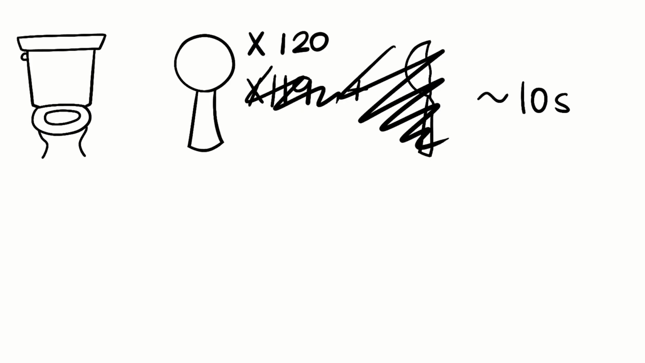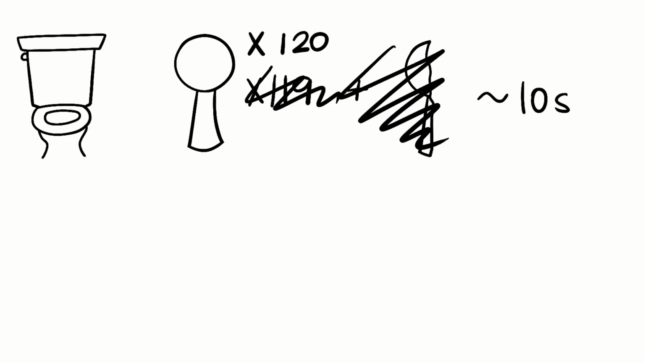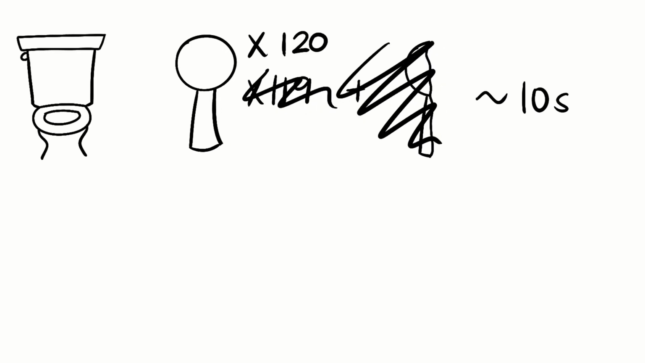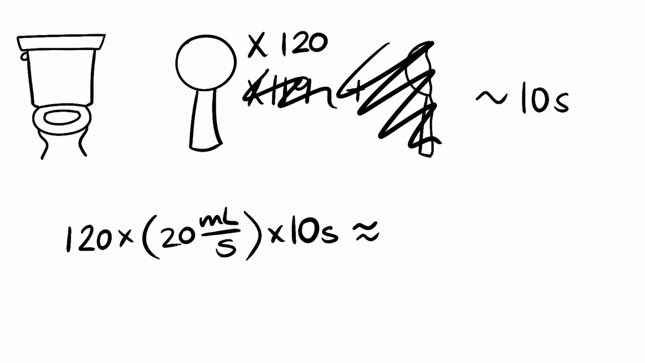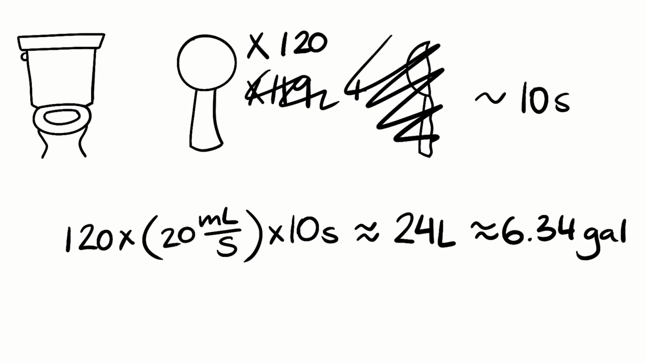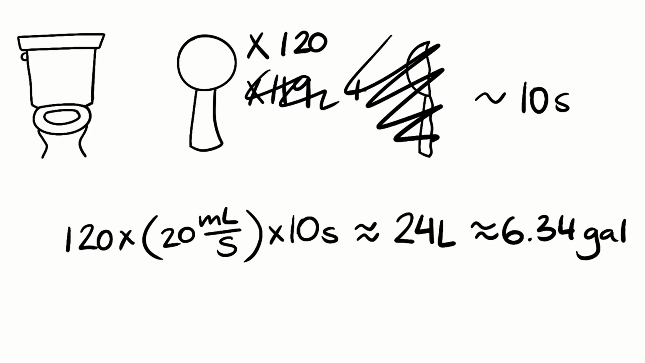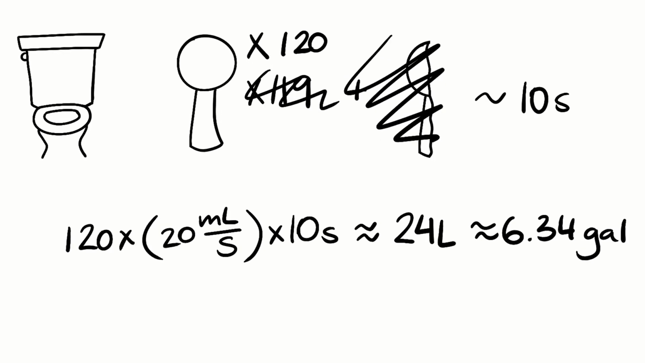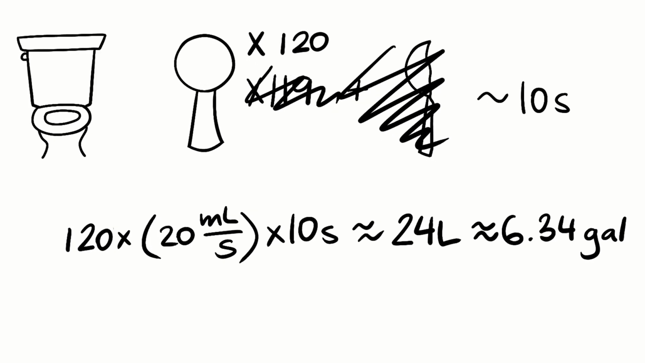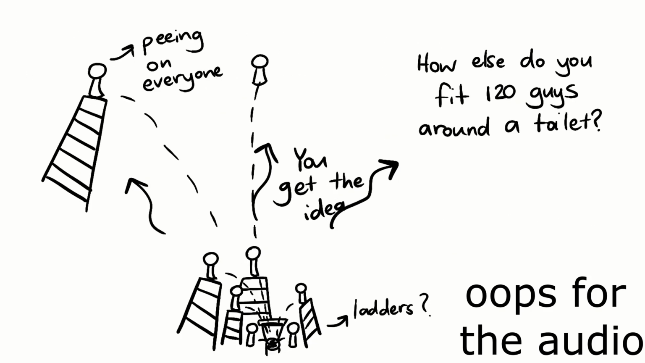I chose 10 seconds because after that point, the rate of pee would probably slow down and be insufficient for flushing. Now this results in 120 times 20 milliliters per second for 10 seconds, or 24 liters, or around 6.34 gallons, which is around quadruple the amount of fluid you'd need to use in a conventional flush. But you weren't going to use that pee for anything anyway, so I guess it technically saves water. Just make sure the guys up top know how to aim.